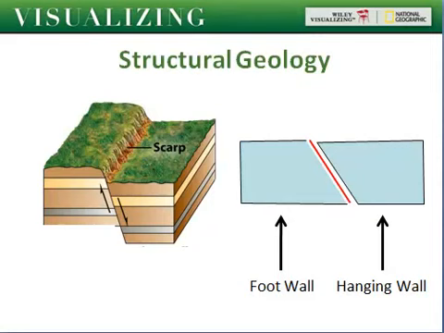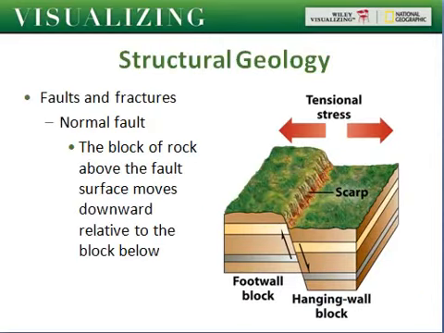Now there are three main types of fault behavior that we will look at. Here's the first type, normal faulting. This occurs when the hanging wall moves downward relative to the footwall. Normal faulting is associated with tensional stress. That's the one where it's being pulled apart.